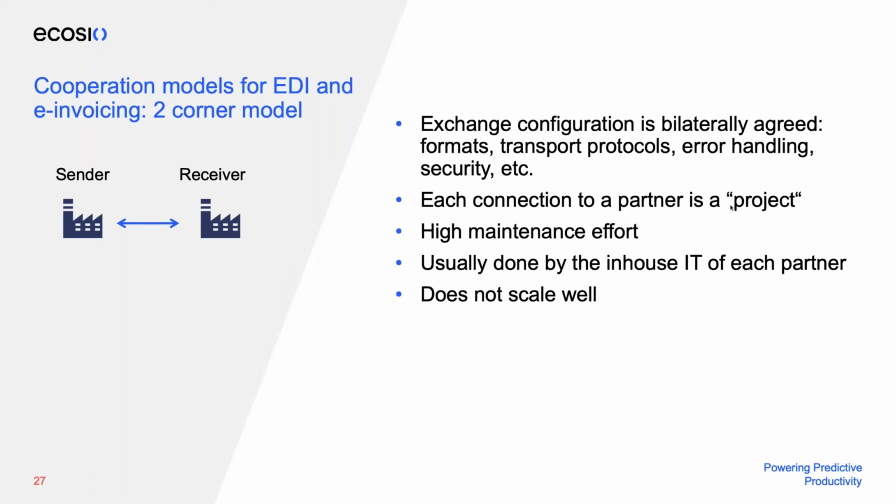If we are to examine these cooperation models in more detail, a two-corner model would be an exchange of documents between a sender and receiver, no intermediary. So all exchange configuration is bilaterally agreed, such as formats, transfer protocols, error handling, and so on. Each connection is sort of a project, so high maintenance efforts, and is usually done by the in-house IT, and obviously that does not scale well.